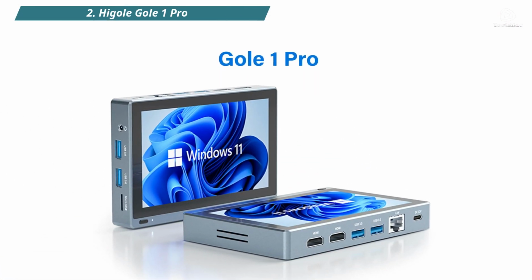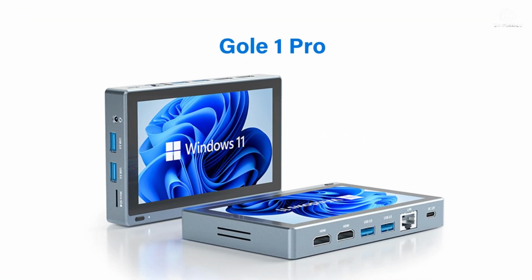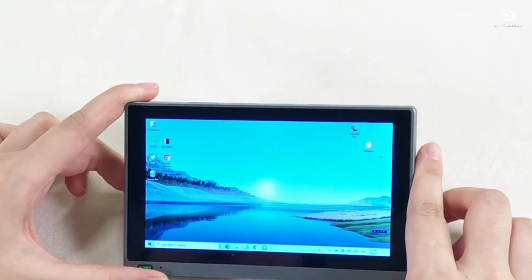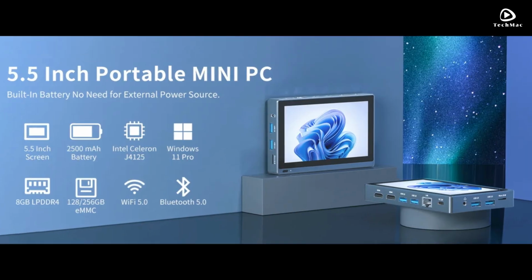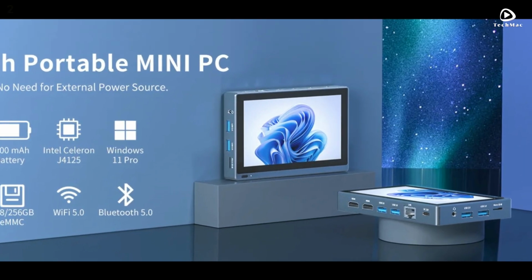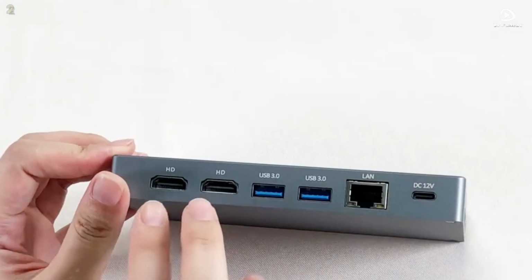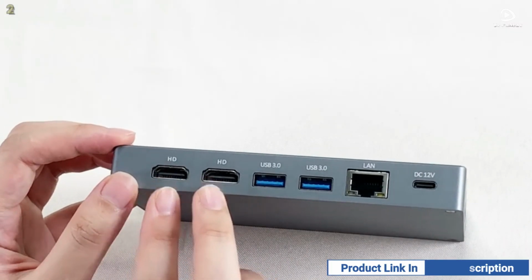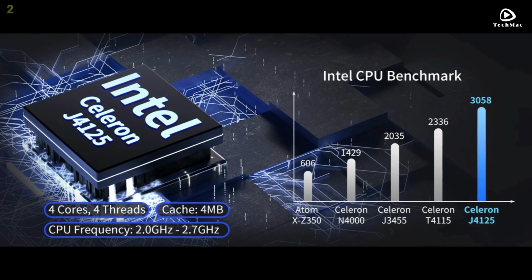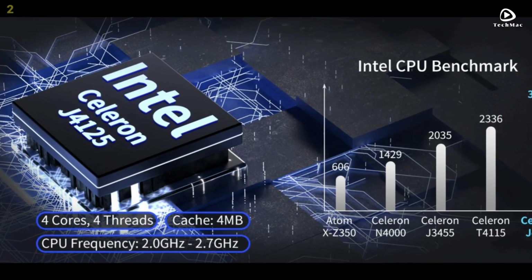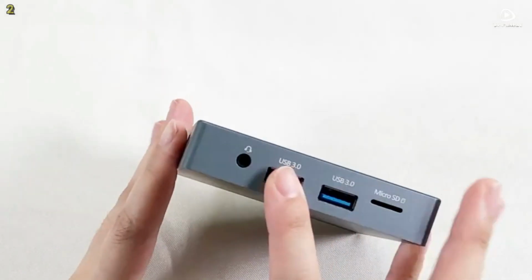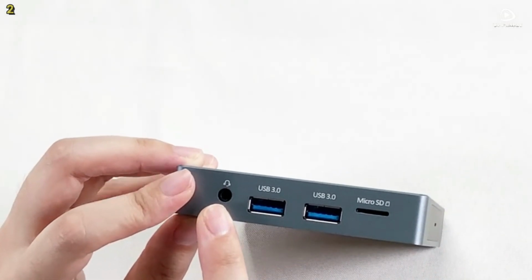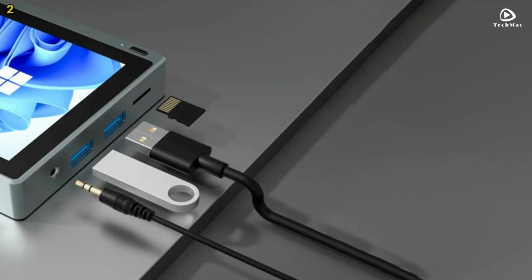Number 2. Higole Gole 1 Pro. The Higole Gole 1 Pro is a fanless mini PC with dimensions of approximately 5.59 inches by 3.58 inches by 0.75 inches. Its fanless design ensures it operates silently, which is fantastic if you want a distraction-free environment. Additionally, it is highly portable and can be used without a mouse and keyboard. Its built-in rechargeable battery provides around 5 hours of use, making it convenient for both home and on-the-go tasks.